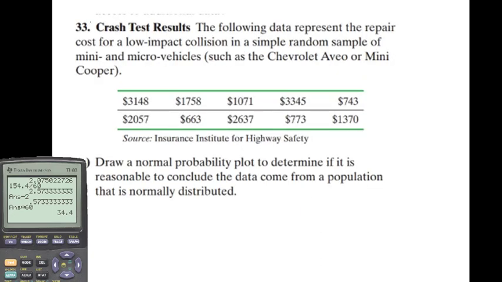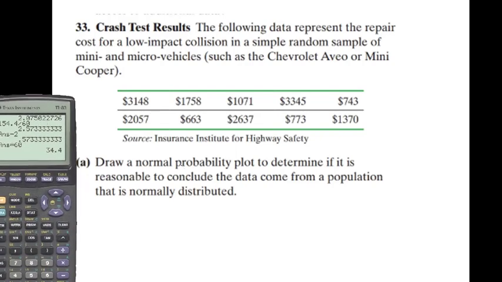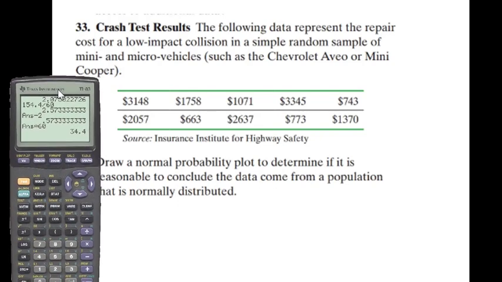Alrighty, so the next one here is: the following data represents a repair cost for low impact collisions of mini and micro vehicles, such as the Chevy Aveo. I don't even know what that is, but I know what a Mini Cooper is, and I know they're expensive. So they want us to draw a normal probability plot to determine if the conclusion is reasonable. So we talked about this. The book really doesn't cover it very well, but I'm going to show you where it is.